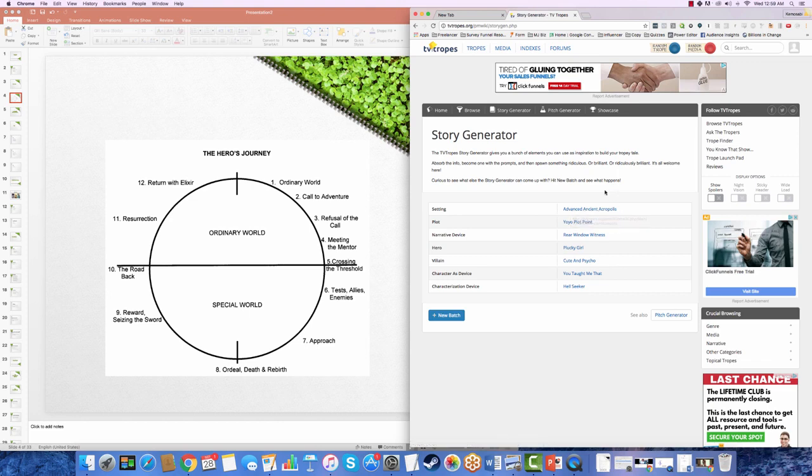an advanced ancient Acropolis, which instead of the normal world is an advanced but ancient world where the hero is sitting there, and so their normal is completely foreign to what most people are used to, which immediately draws them in and has attention. What would that mean for you?